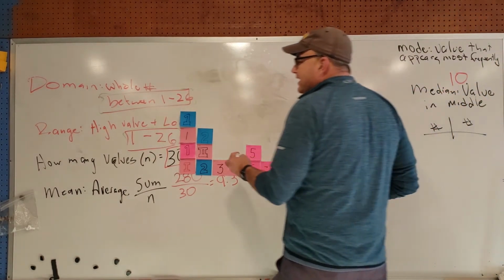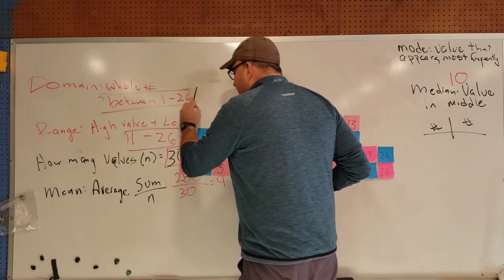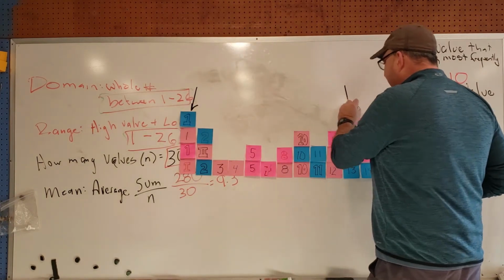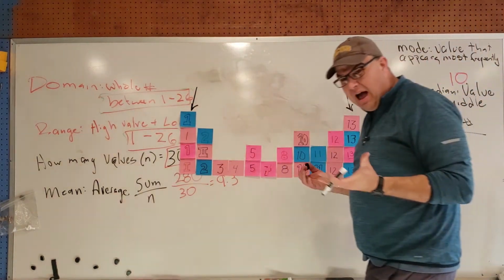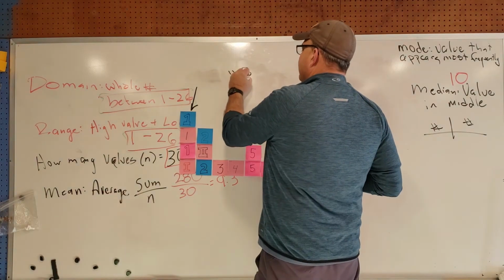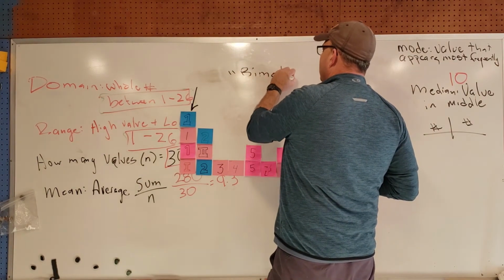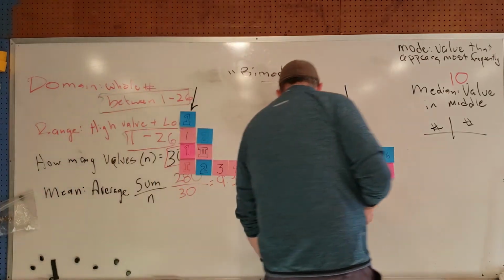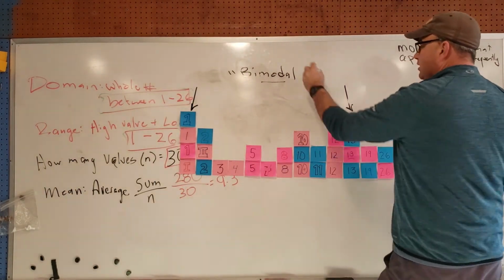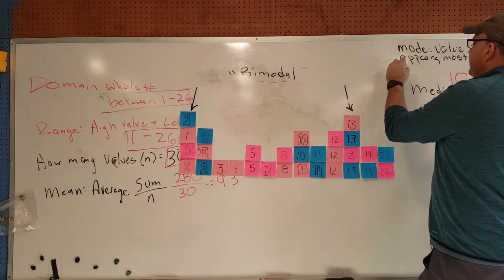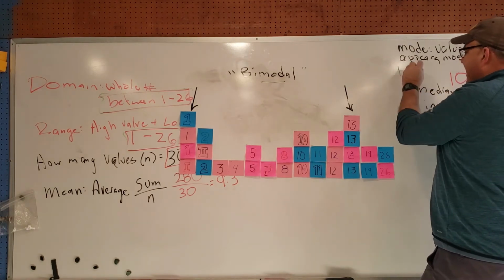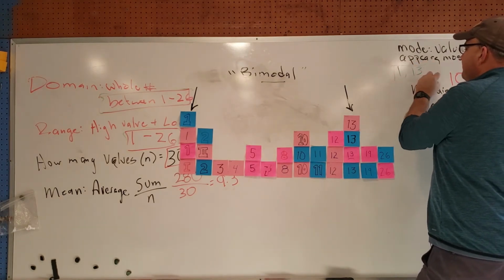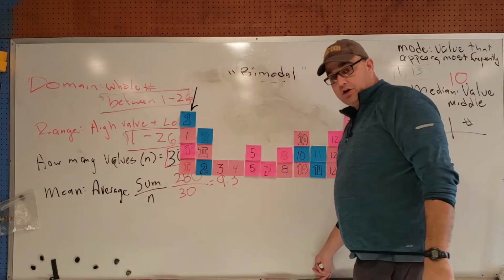So what we see for our mode is going to be 1 and 13. Is that possible? Yeah, we call that bimodal. Oh, look at that. Mode, right? And so in this particular example, our mode is going to be both 1 and 13. Okay? Both of those guys are going to serve as our mode.